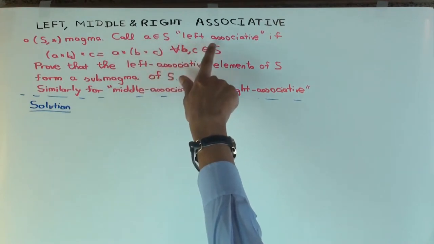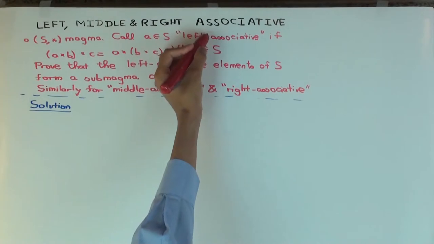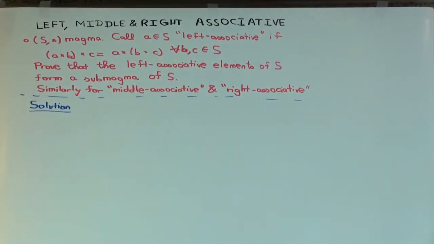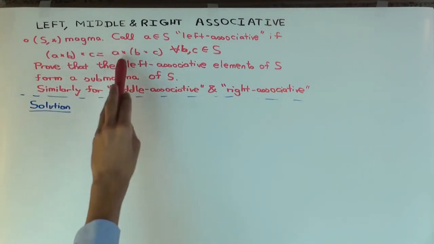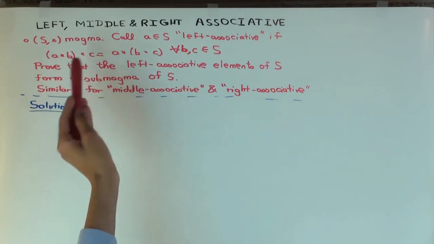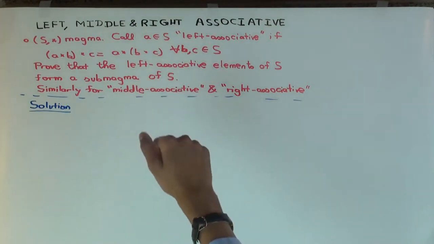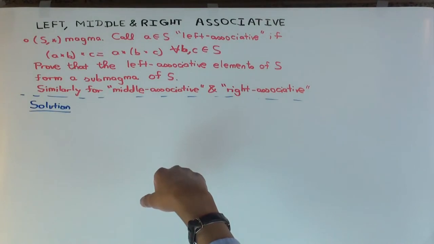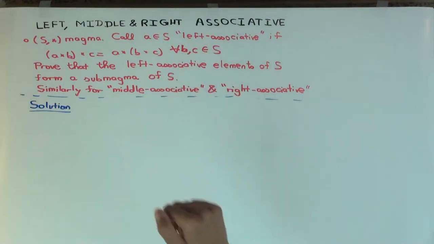I call an element in the set left associative if this holds. So this is the same associativity condition, but A is fixed, and I'm just allowing B and C to vary over all of S. Okay? So, for instance, if you had an identity element, it would be left associative, right? It would satisfy this condition. Even if you have a left neutral element, it would satisfy this condition.